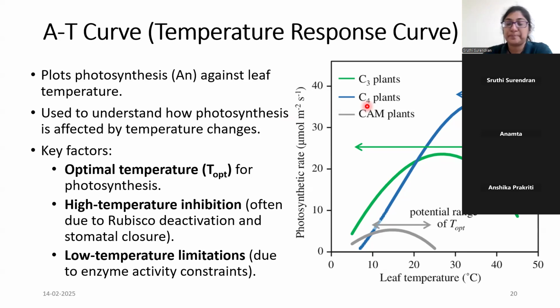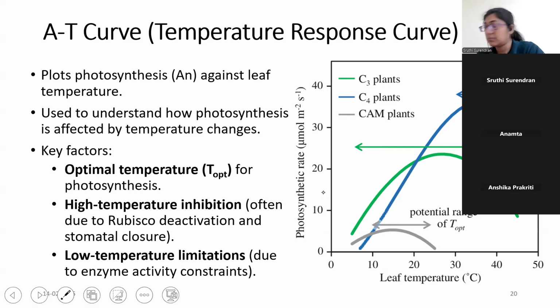So we see that C3 plants have a lower optimal temperature, and the photosynthetic rate at that optimal temperature is also less. And CAM plants, you can see, are the gray line. So this optimal temperature is giving us information about how temperature is going to affect the photosynthetic rate.